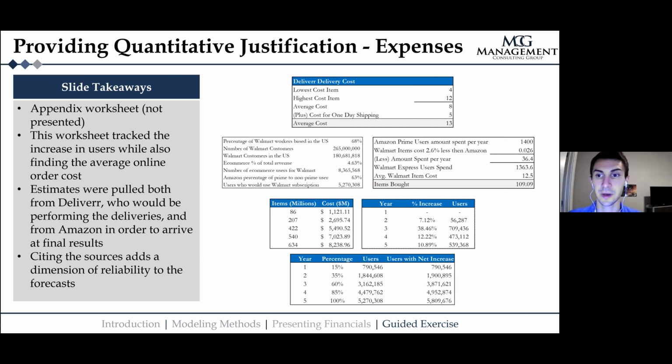And then next box, we were looking for items bought. So once again, we used Amazon. We looked at how many Amazon Prime users spent per year. Walmart items cost 2.6% less.